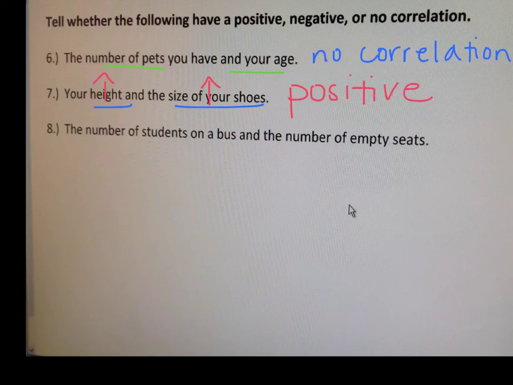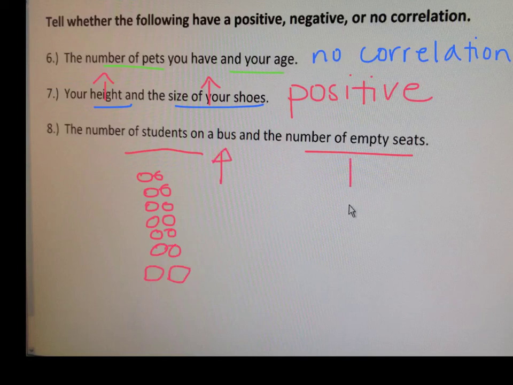As one goes up, so does the other. Okay, and then number 8, the number of students on a bus and the number of empty seats. Well, if there's more students on a bus, as you keep getting more and more, there's not very many empty seats. So as the number goes up, there's going to be fewer empty seats. So that's a negative correlation because as you get more kids on the bus, there's fewer empty seats.